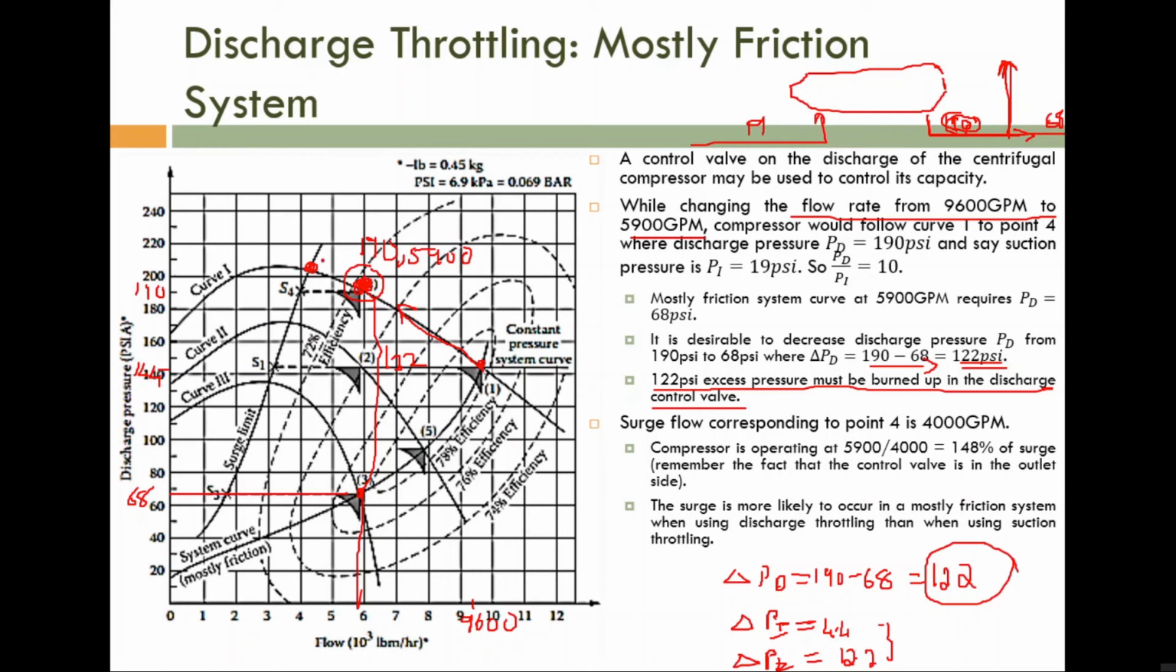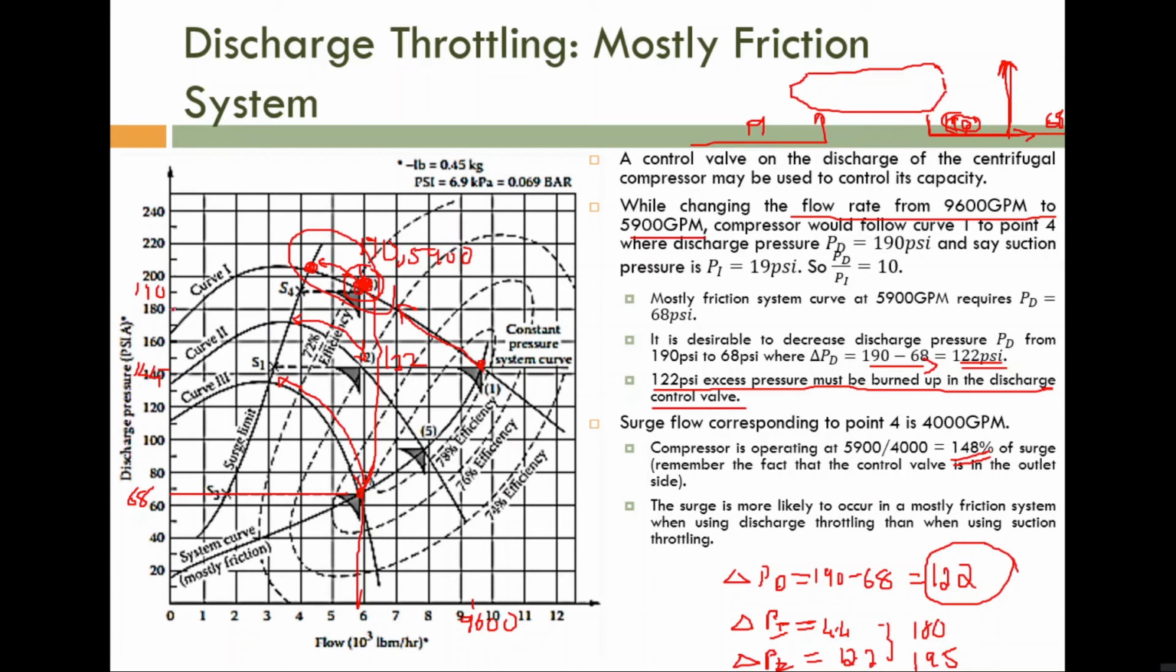Am I correct? So you can see that this ratio is very small compared to the suction throttling for constant pressure, that is this ratio, and suction throttling for mostly friction system, that is this ratio. You can see this even is very small. So what about the relative stability? You can see that the relative stability is 148% compared to 180% or 175% of suction throttling for constant pressure, and similarly something around 195% of suction throttling for mostly friction system.